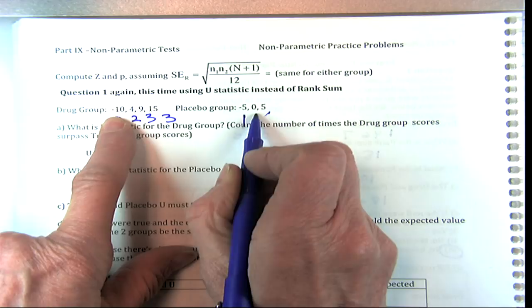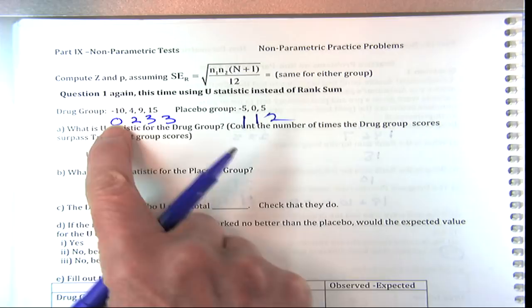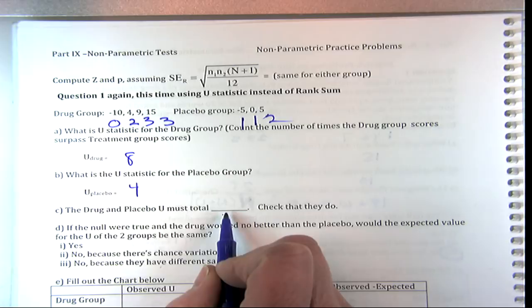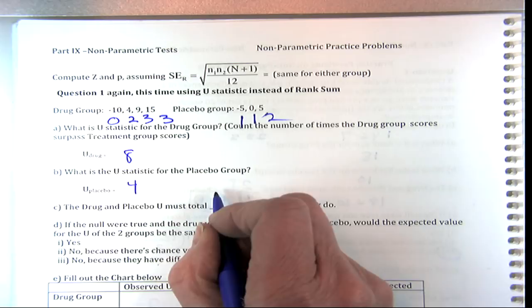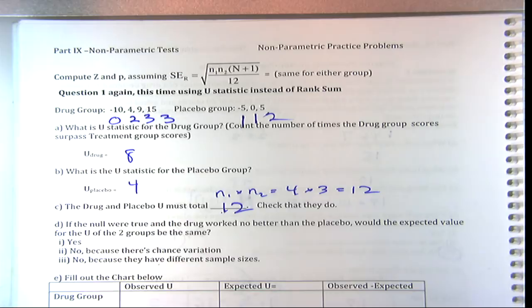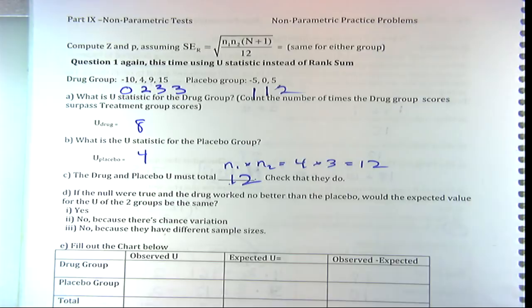All right, so when we add these up, here we get 8, and here we get 4, and they must sum to what? They do sum to 12, but what must they sum to? 4 times 3, it's N1 times N2. So they must sum to 12, and they do, just because there are 4 times 3 pairwise comparisons.